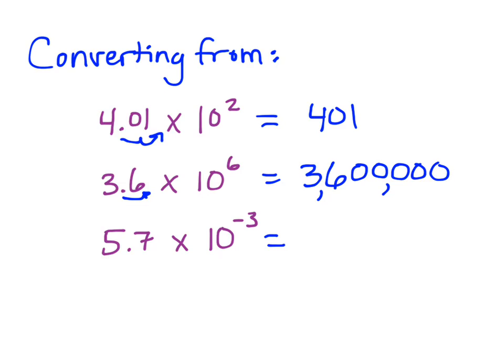All right, and then finally 5.7 times 10 to the negative third. Now because the exponent is negative, we move the decimal 3 places to the left. Right, and we need to fill in 2 zeros to make that happen. So this is 0.0057.